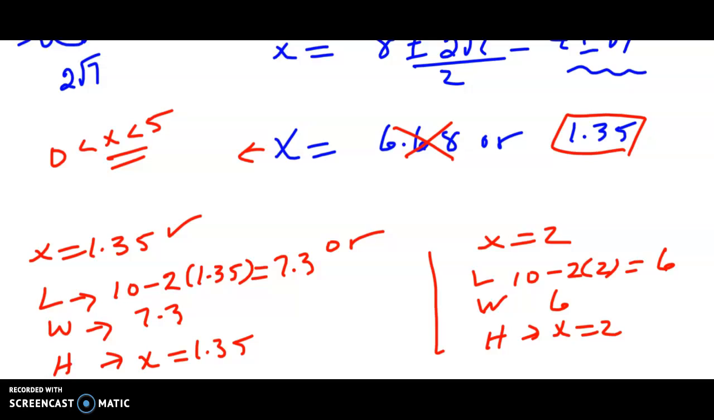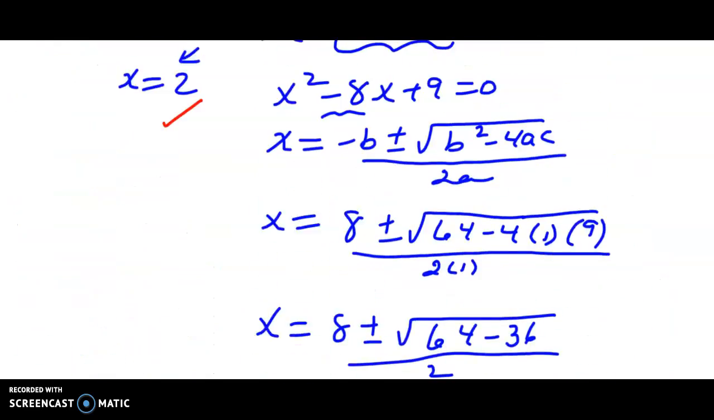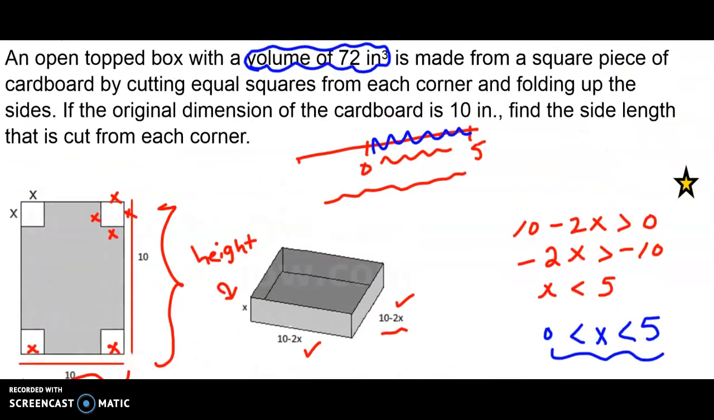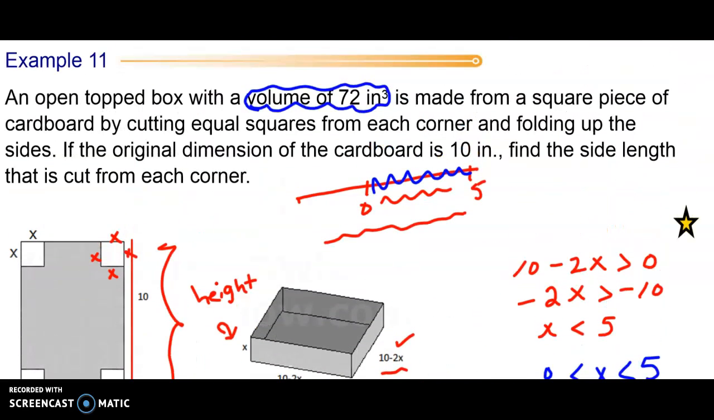So you have two different boxes here that have a length, width, and height, but the volume for both boxes would be 72. And that's it.